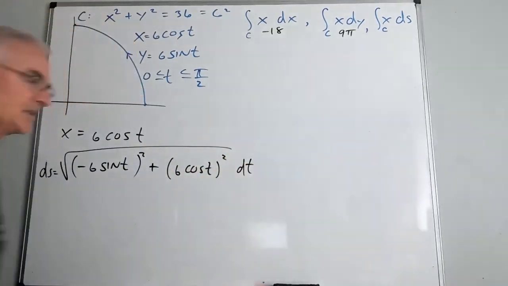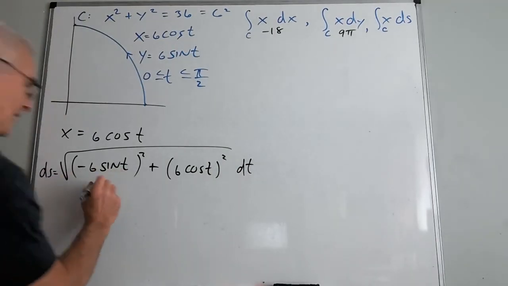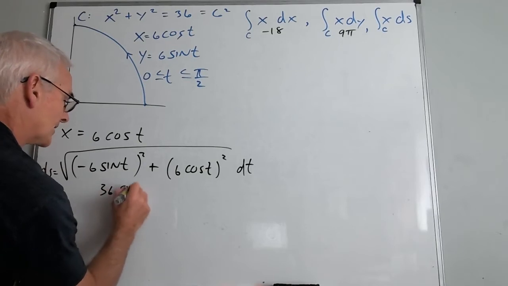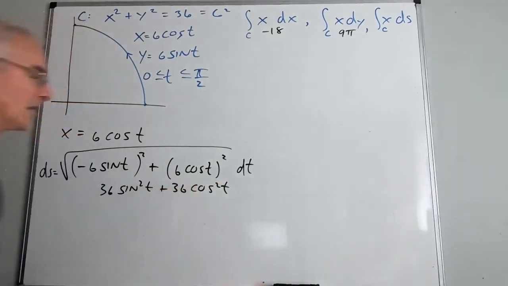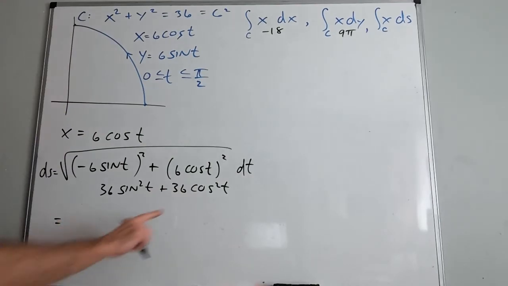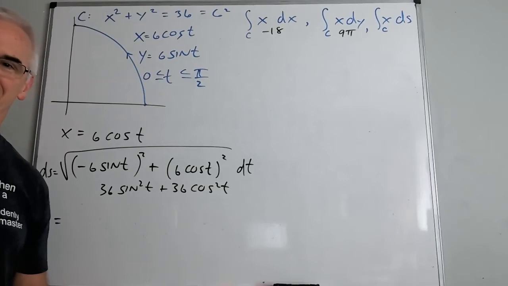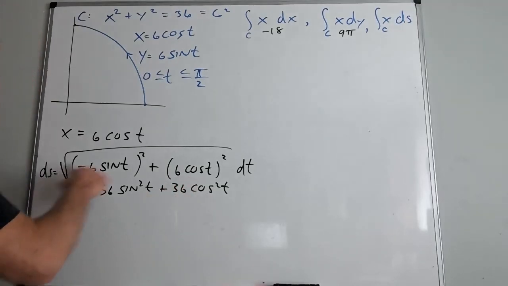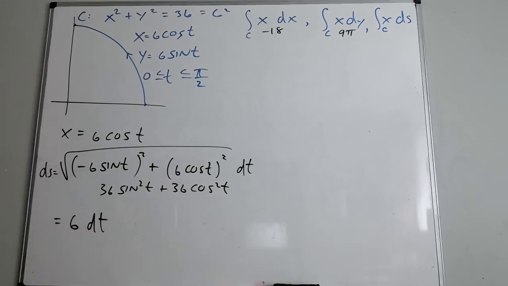dt. We just did this a little while ago. I explained where that comes from. Well, this is 36 sin²t plus 36 cos²t under the square root. What's 36 sin² plus 36 cos²? 36. And the square root of 36 is 6. So this is just 6 dt. I'm liking this one. See, this one's very friendly.